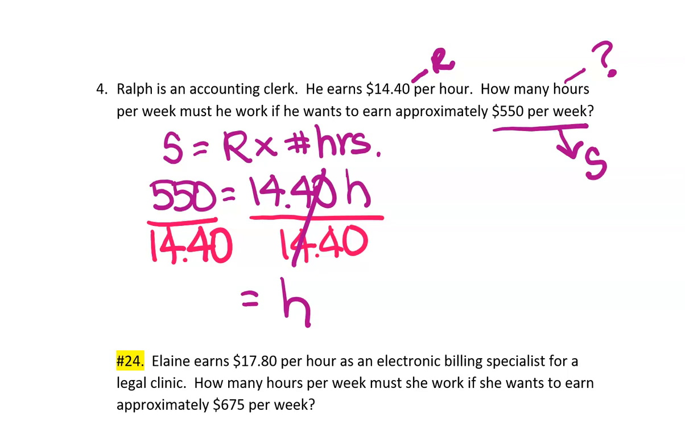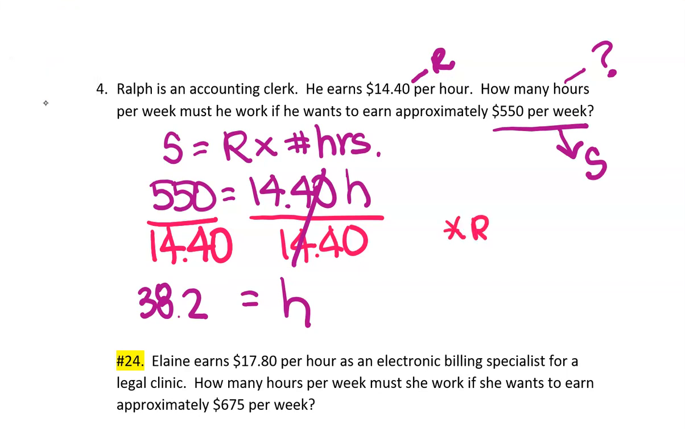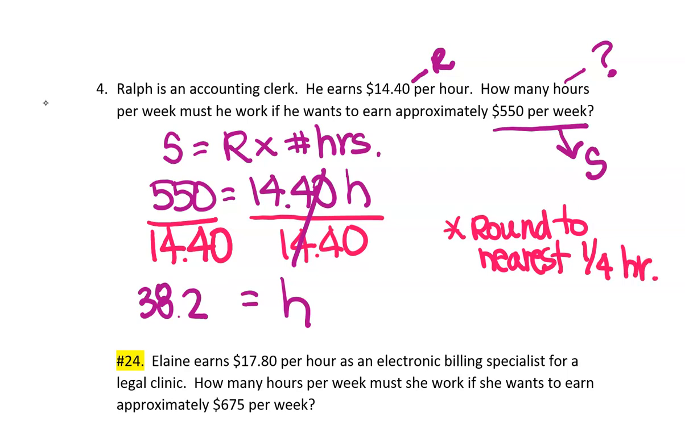So 38.2. Now, when you're talking hours, they want you to round to the nearest quarter hour. So for 38.2, for quarter hours, you're talking on the hour, 15 minutes, 30 minutes, or 45 minutes. So 0.2 is almost a half, or rather, almost 0.25 hours, a quarter hour.